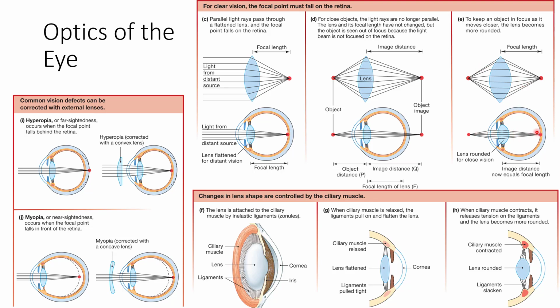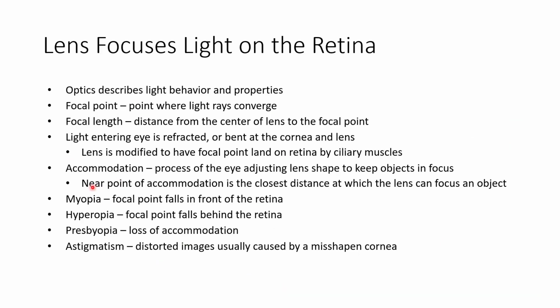So we can see we bring the appropriate focal point. We have the appropriate focal length now that we've changed the lens. So that all occurs by our ciliary muscle. That process is called accommodation. That's the eye adjusting its lens shape to keep those objects in focus.